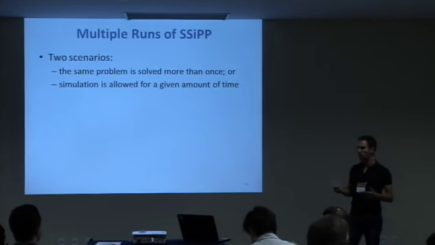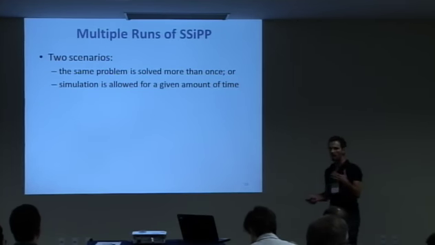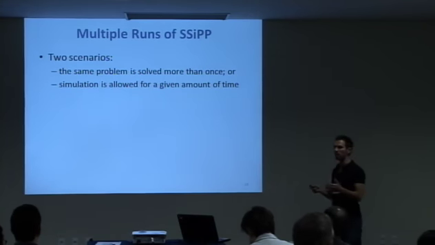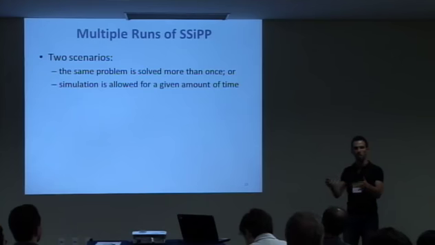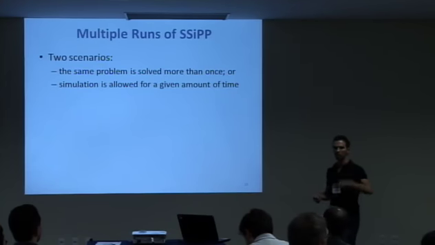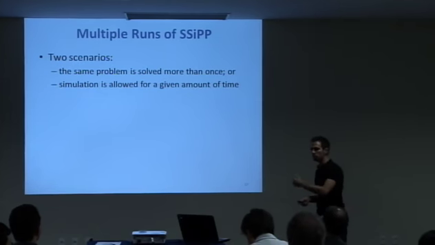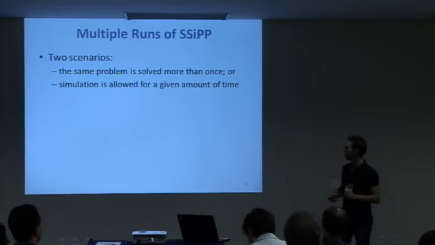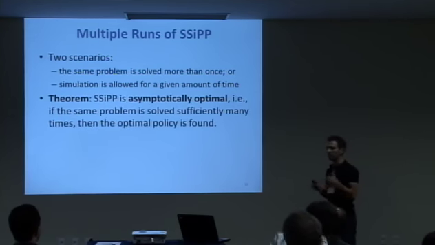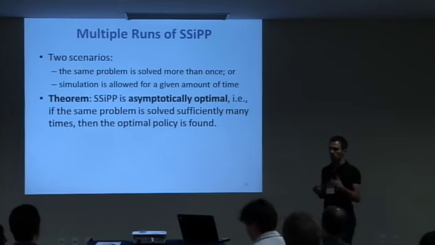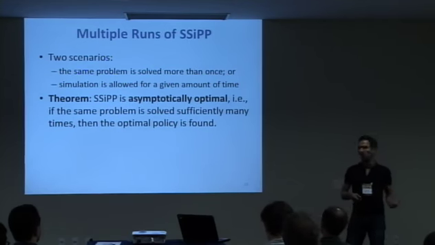Or the more common scenario is now, instead of executing in the environment, we have access to a simulator. And someone gave us a budget on time, saying you have 20 minutes, and you have access to a simulator. You're going to simulate this problem until you reach your budget. Meaning, once you get to the goal of the original problem, you start again from the initial state. So then we have this theorem saying that SSIPP will be asymptotically optimal. Meaning, if the same problem is solved sufficiently many times, then the optimal policy is always found.